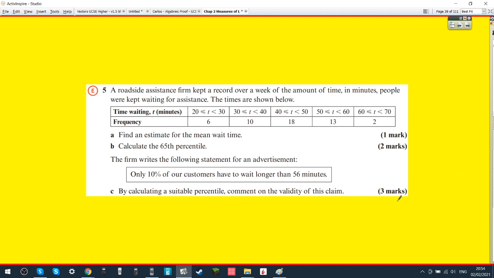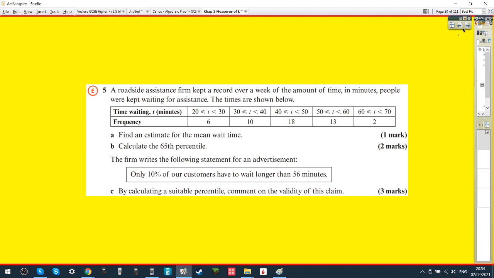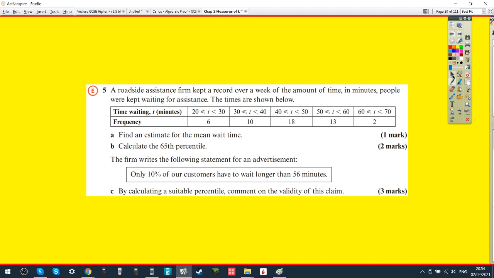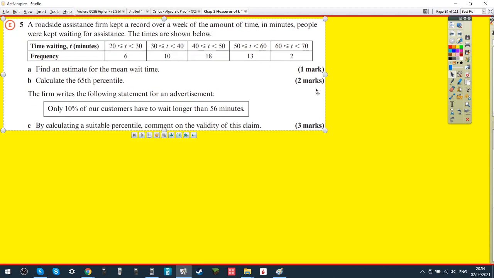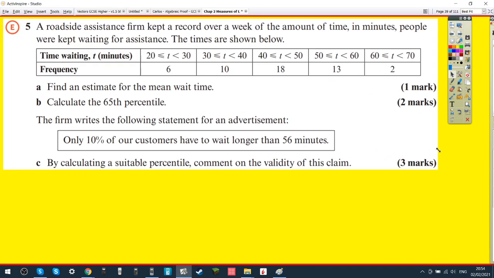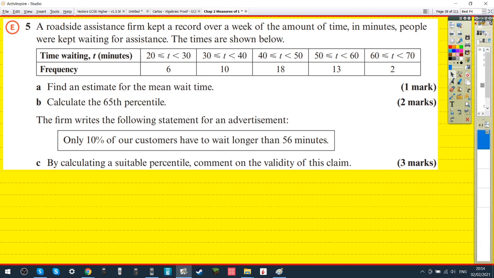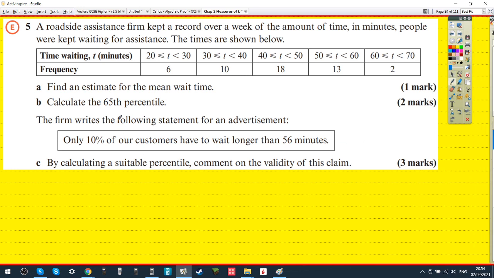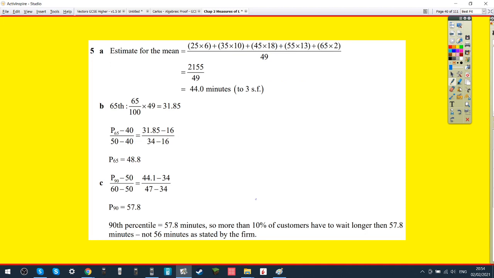How would you get the 65th percentile? Would you do 1 multiplied by 1 over 65? You would do 65 over 100. It would be 65 over 100 times by the total frequency, which would be the position of the person.